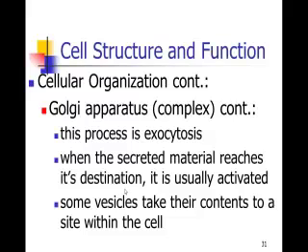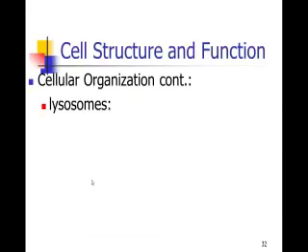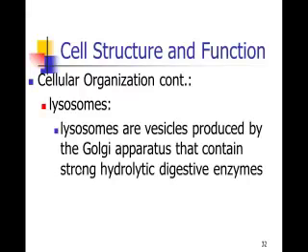Other vesicles actually take whatever they contain to somewhere within the cell, and there they would burst and that material would be available, or they might be stored. A good example of vesicles that are stored for later use within the cell are lysosomes, and the Golgi complex produces these.